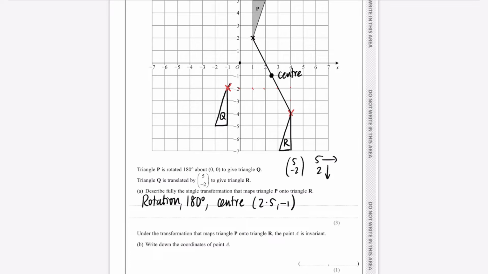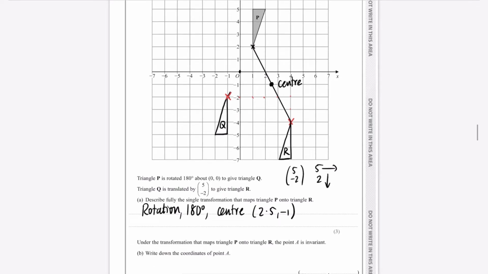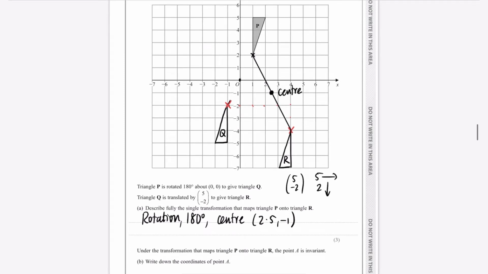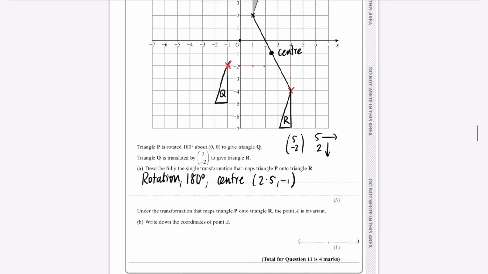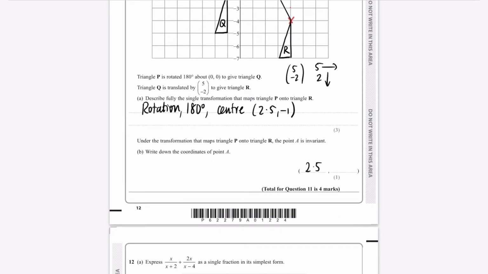It then says, under the transformation that maps triangle P onto triangle R, the point A is invariant. So there's one point in this whole thing that doesn't move at all, and it's the center. If you think about what you would do with tracing paper, the point that doesn't move is where you would put your pen. So the center is the point that is invariant. So it is 2.5, minus 1.